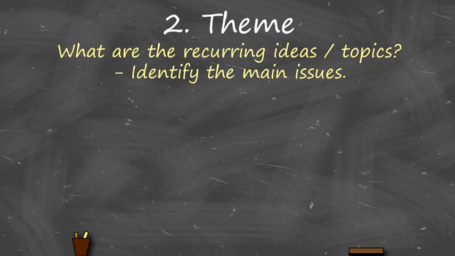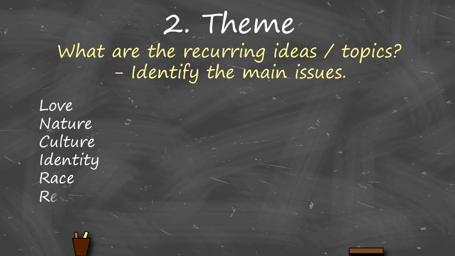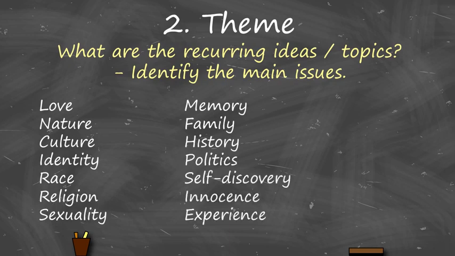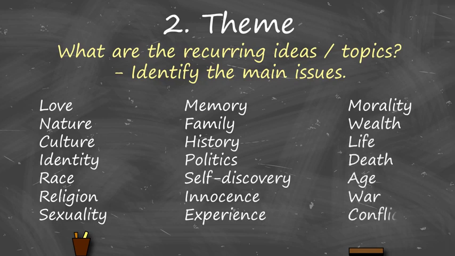Step 2. Theme. What are the recurring ideas and topics? Try to identify the main issues at the heart of the poem. Here are some possible themes you might be able to identify: love, nature, culture, identity, race, religion, sexuality, memory, family, history, politics, self-discovery, innocence, experience, morality, wealth, life, death, age, war, or conflict.